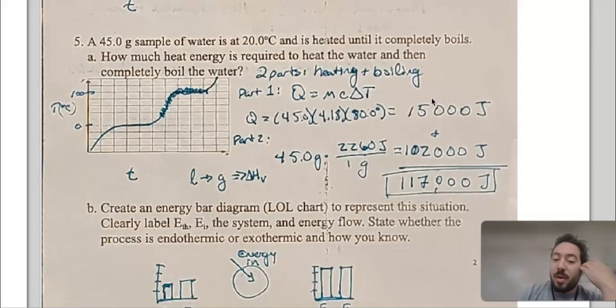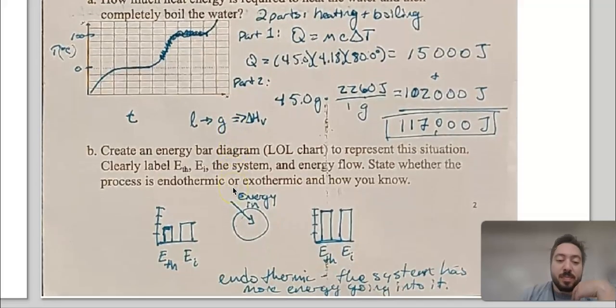And then we're going to boil it. And we have 45 grams, and we do that times 2260 joules per 1 gram to change it from a liquid to a gas. And so that gives us 102,000 joules. We add those together, we get 117,000 joules, or 117 kilojoules. And again, we know that we use our heat of vaporization because we're going from a liquid to a gas. Anytime we're using gas, we're going to be using heat of vaporization.